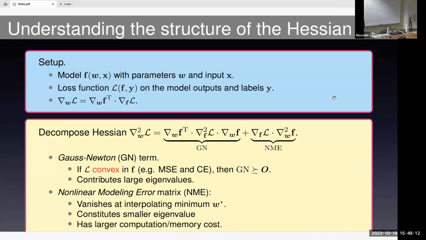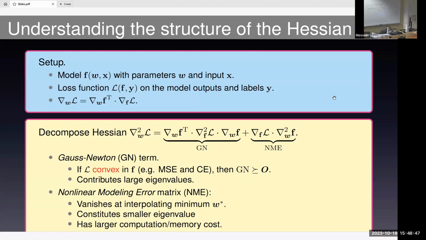All right, so let's set up a notation. Let's say we have a model F that has parameters W and the input X. So F is the prediction, okay? And also a loss function that takes F and a ground truth label and produces an error. Gradient is easy to compute, right? You use chain rule. So the gradient of the loss with respect to weights is equal to the gradient of the loss with respect to predictions times the gradient of the predictions with respect to weights.